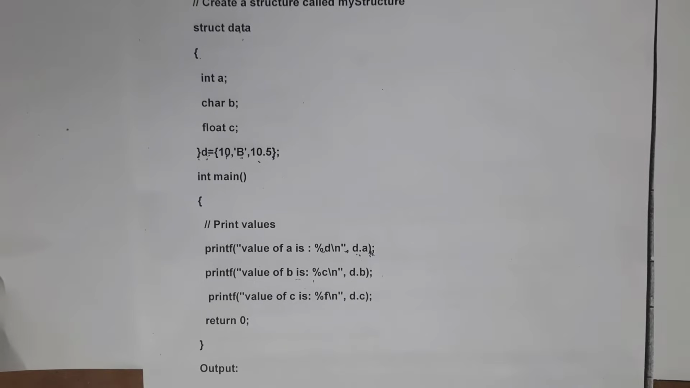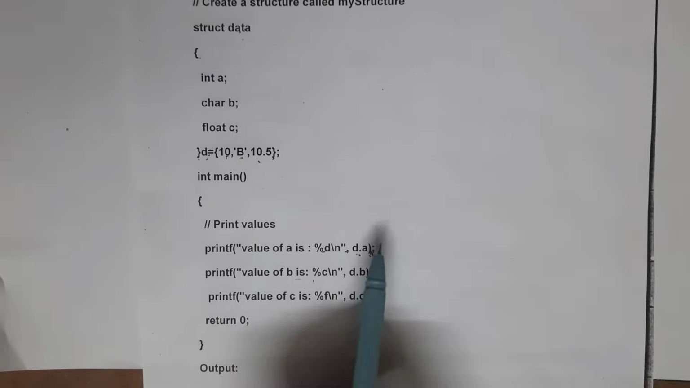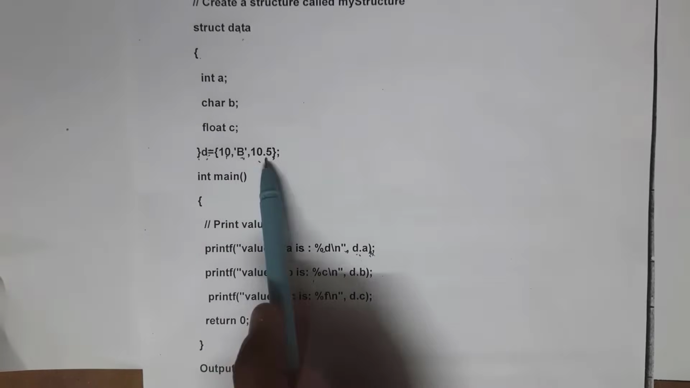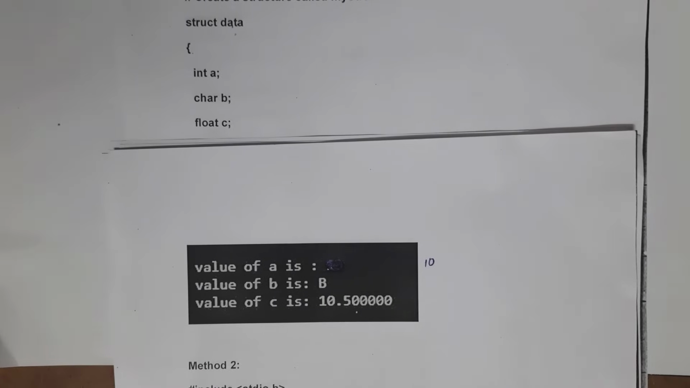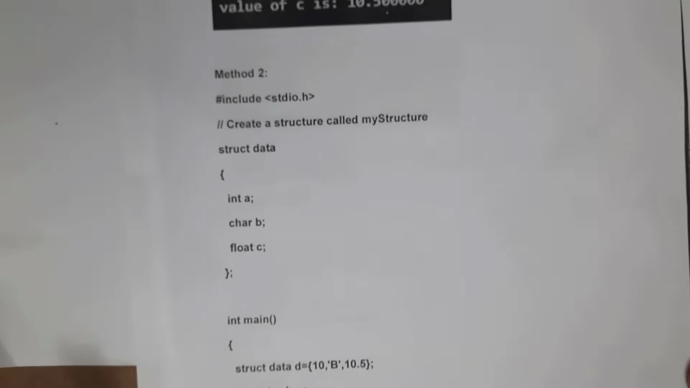So by writing this program I will get output as value of a is 10, value of b is b, and value of c is 10.5. This is the output. This is the first way of assigning values to structures, and this is another way. This is the second way of assigning values to structures.